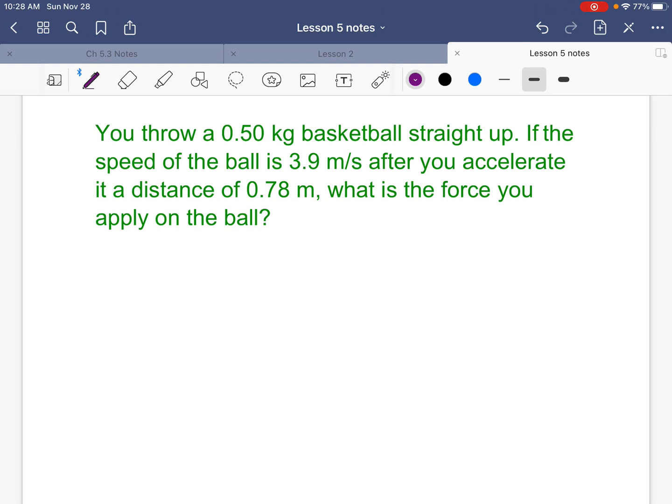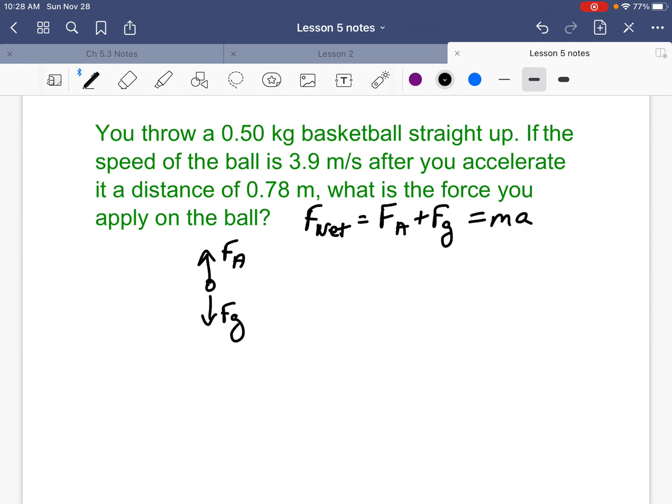Okay. Well, here, draw a picture. Here's the basketball. Here's the basketball going straight up. So you have force applied. Now, what's wrong with this picture? What have I forgotten? Yes, force of gravity. We always have gravity. So now this is a net force question, which is force applied plus force of gravity. And what else do we know about net force? Yes, net force equals mass times acceleration.